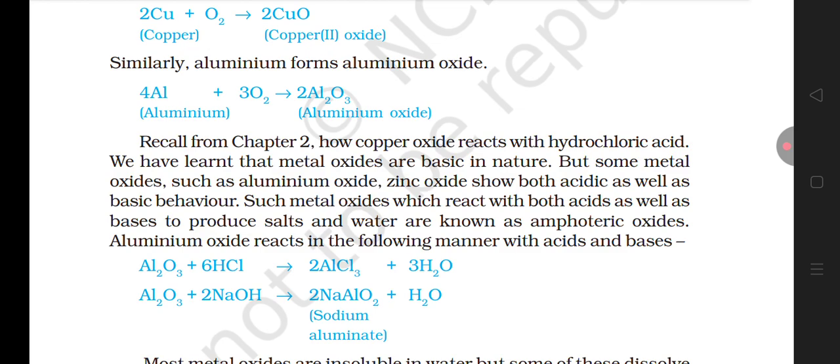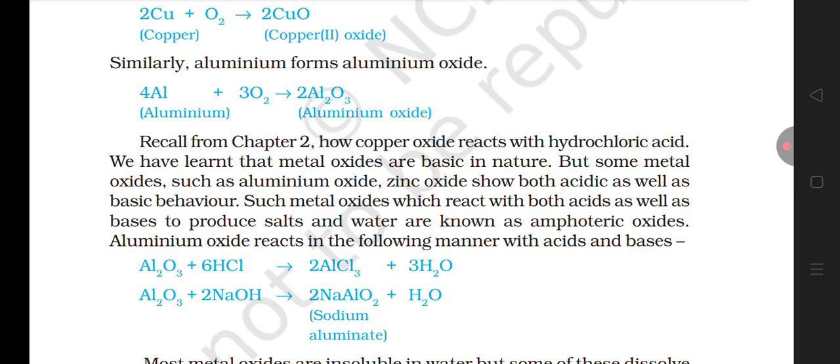Now we have to balance the equation. So basically the product will form like this. You know very well, salt and water are formed whenever a neutralization reaction happens. Then the second is Al2O3 plus 2 NaOH. Now Al2O3 plus 2 NaOH will give you what? Here NaOH is a base.